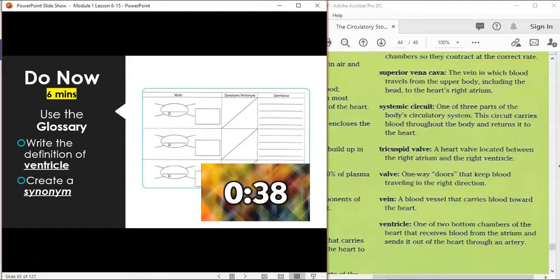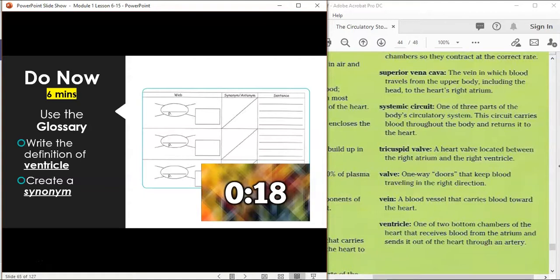So that word is ventricle. It's one of the two bottom chambers of the heart that receives blood from the atrium and sends it out to the heart through an artery. If you can't see this, remember you can have your book in front of you and copy it from there. And you could also draw yourself a little picture so that you can remember what is a ventricle.